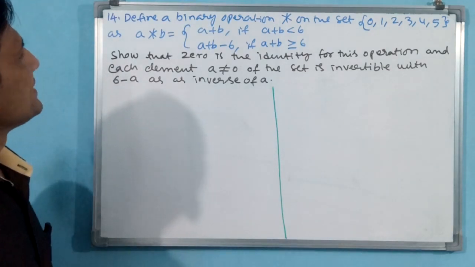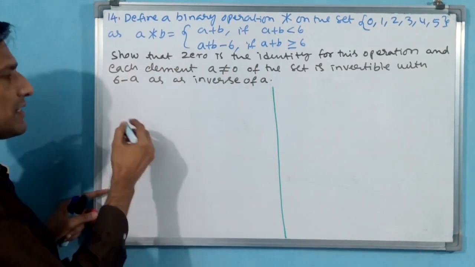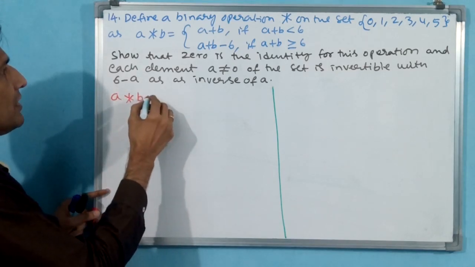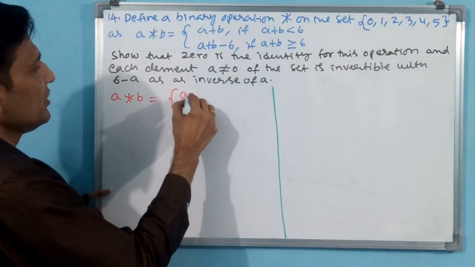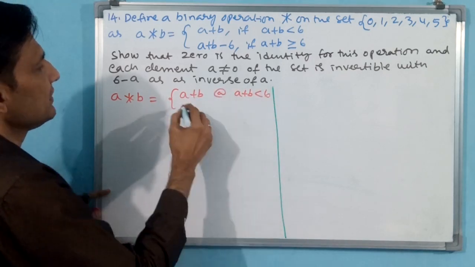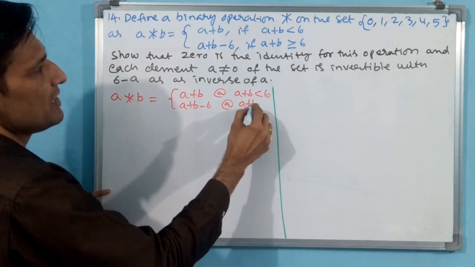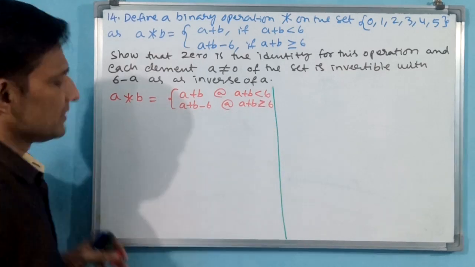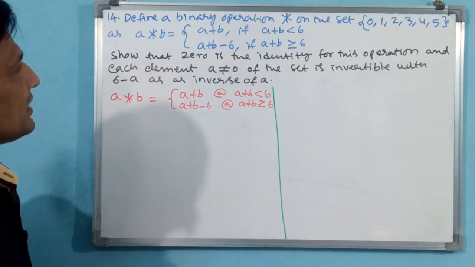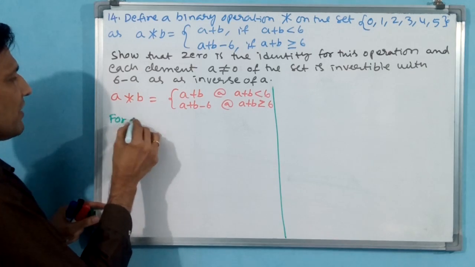First you write for identity. Identity 0. He has given identity. For identity, see, first you write the operation. A star B is equal to A plus B if A plus B is less than 6. A plus B minus 6 if A plus B is greater than or equal to 6. Okay? Okay. Now you write for identity. Because first we have to see the identity story.